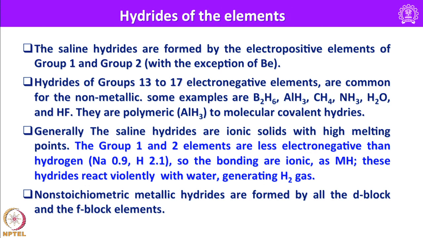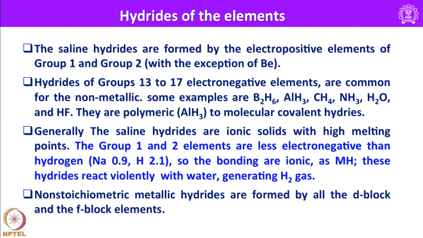Generally, saline hydrides are ionic solids with high melting points. The group 1 and 2 elements are less electronegative than hydrogen. For example, sodium has 0.9 and hydrogen has 2.1. So, the bonding is essentially ionic and the composition is simply MH. These hydrides react violently with water, generating hydrogen gas.